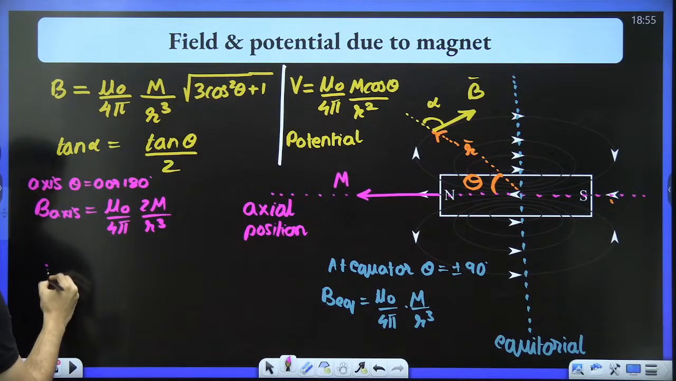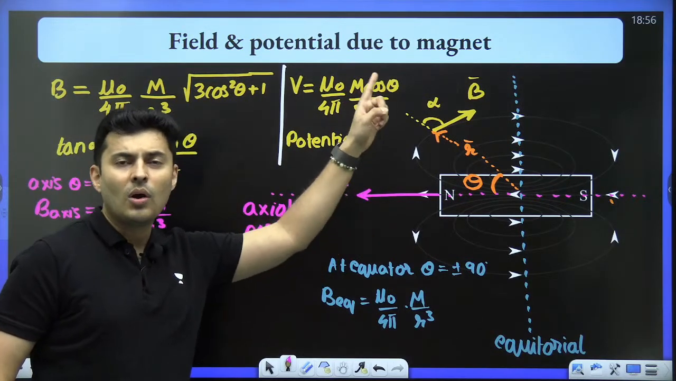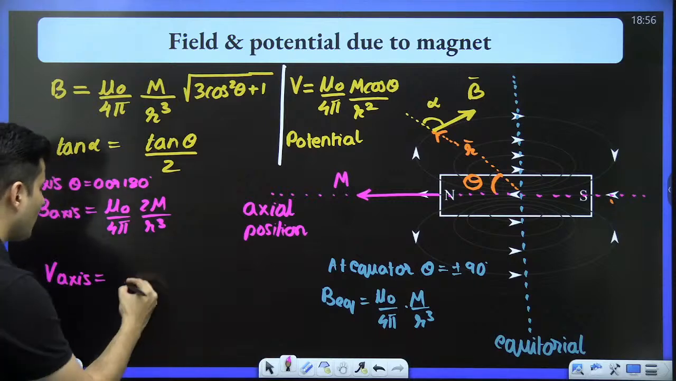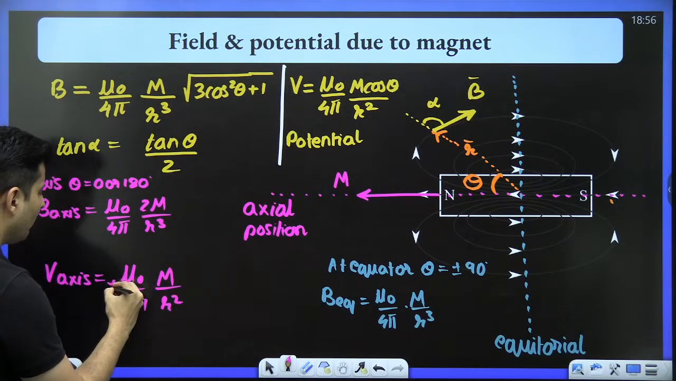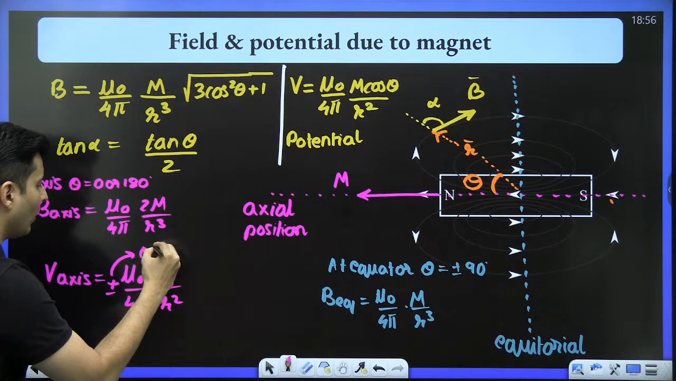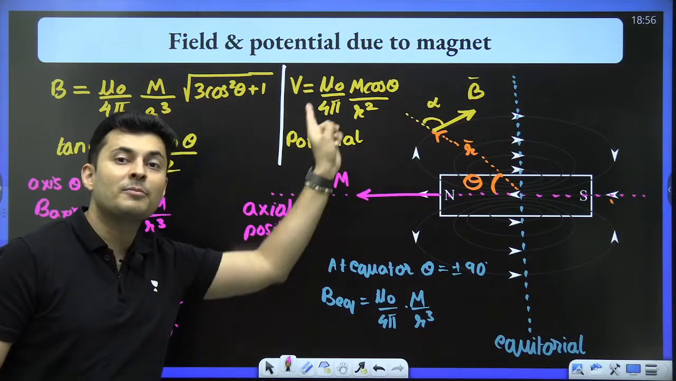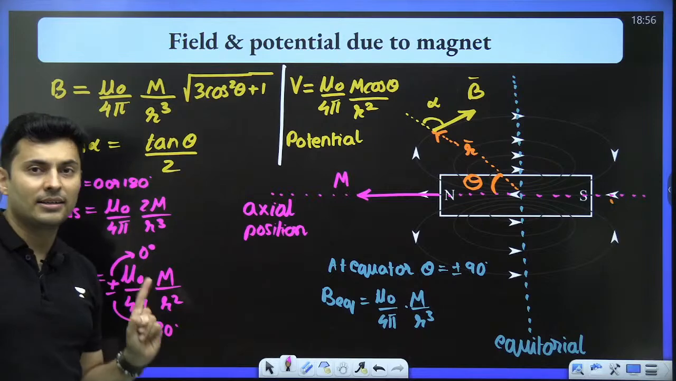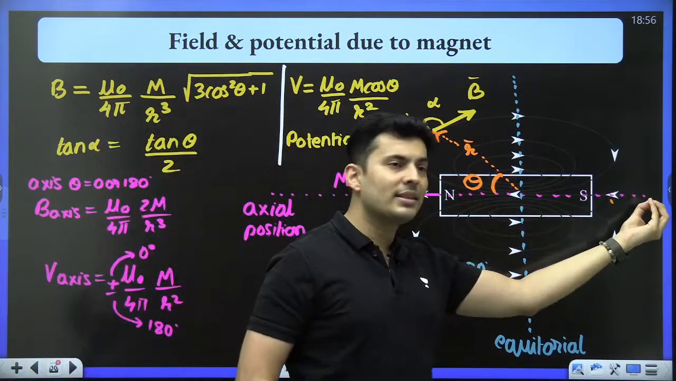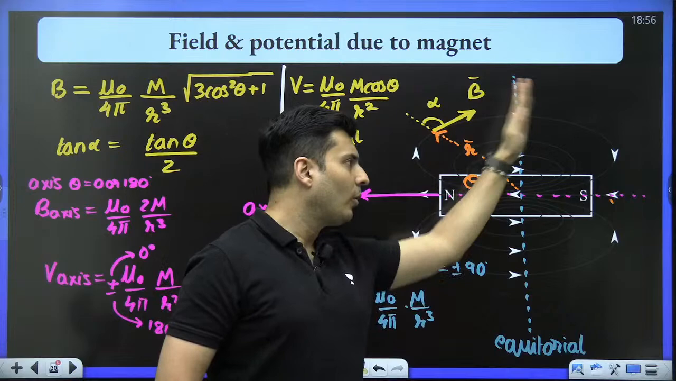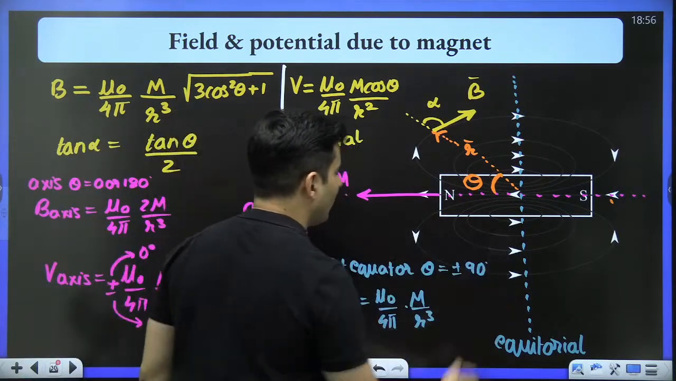So the magnetic potential on the axis. Just substitute theta as 0 or 180. You will get the answer as mu naught by 4 pi, and here you will have m by r square. Either it will be plus or minus. Plus will be for 0 degree and minus will be for 180 degree, because cos 180 is minus 1, cos 0 is plus 1. That's why both plus and minus sign. It depends which side you are. Are you closer to the north, then it is positive. If you are closer to the south, then negative. So 0, 180 decides the sign. Make sense?